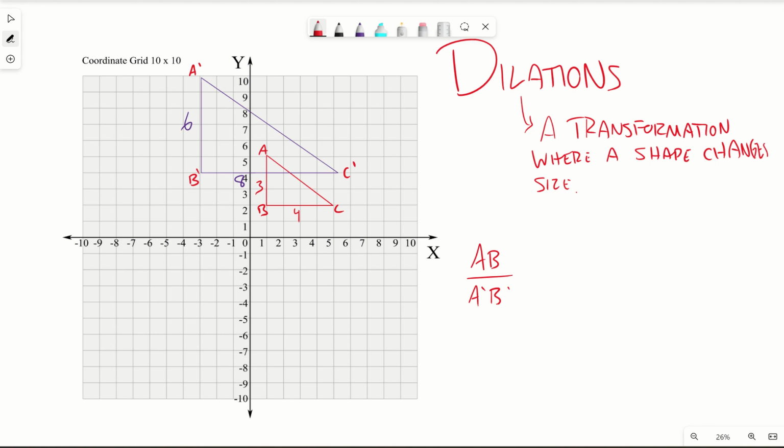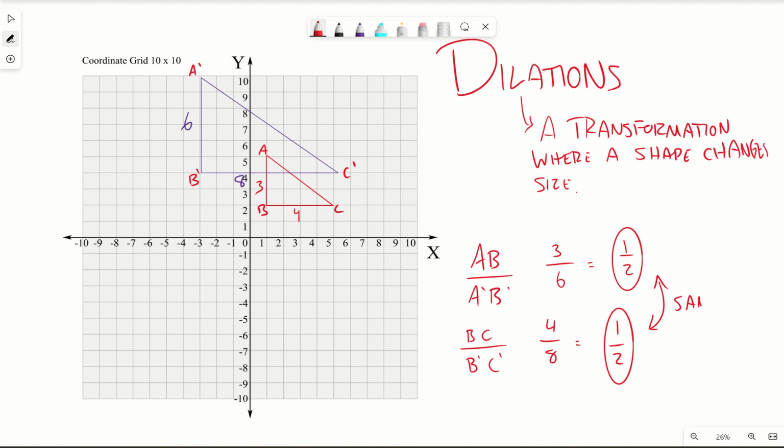Side AB is 3. Side A prime, B prime is 6. 3 over 6 simplifies to 1/2. That's one of my sides. Now, I want to compare side BC with side B prime, C prime. Side BC is 4. Side B prime, C prime is 8. That simplifies to 1/2. Since these are the same, this is a dilation. Because my ratios are the same, this is a dilation. This is growing at the same rate.